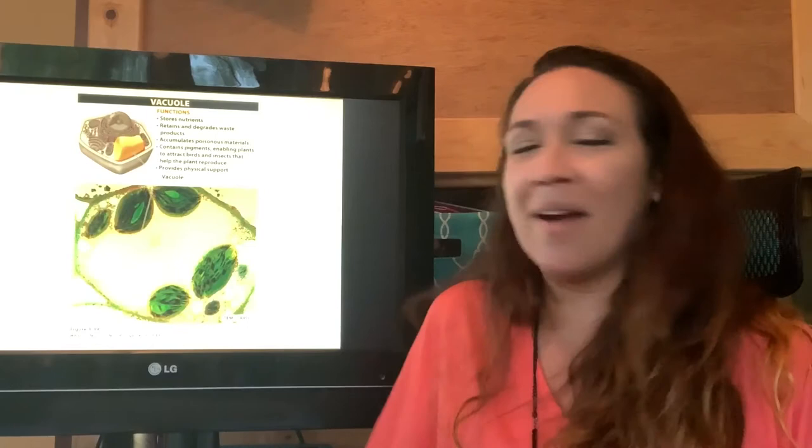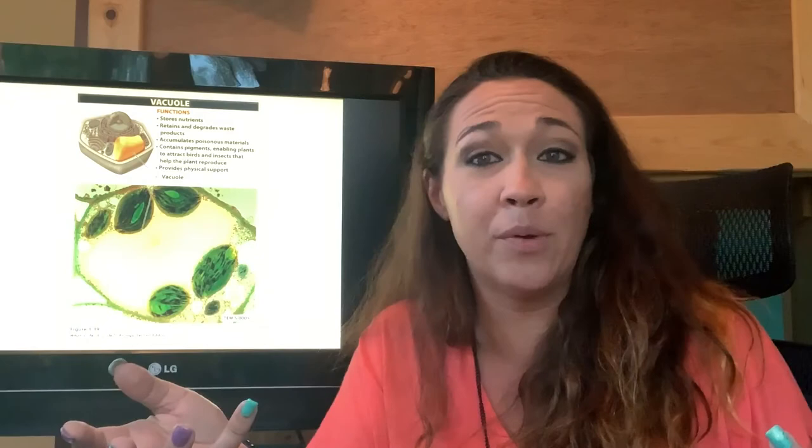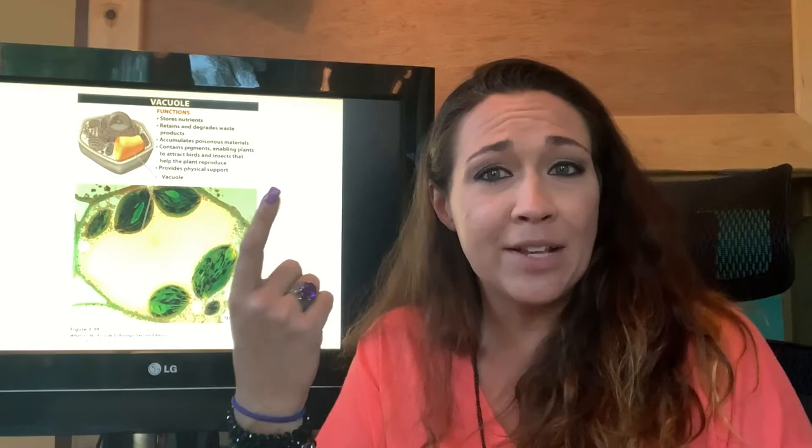All right, moving on. Another thing that plant cells have that animal cells don't have is called a vacuole right here. Now, a vacuole is kind of like a big vacant hole. That's how I always remembered it in school. Vacant hole, vacuole, right? And that's because it's used for storage. So plant cells have it, animal cells do not.